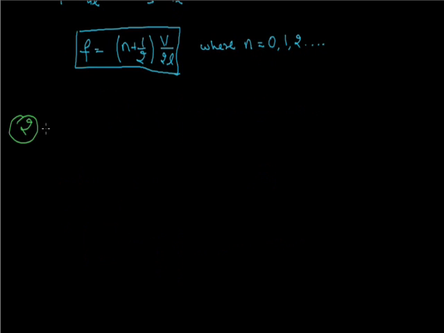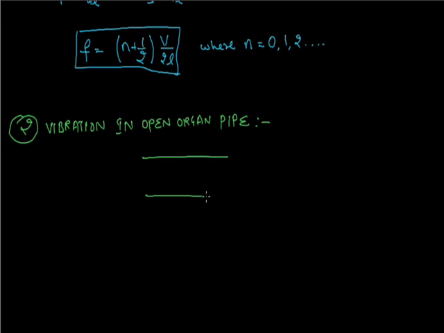Now second is the vibration in open organ pipe. So what is the open organ pipe? The open organ pipe is open at both ends. It is like this. That is the open organ pipe. So it is open at both ends. So when the tuning fork vibrates, it forms a wave like that.